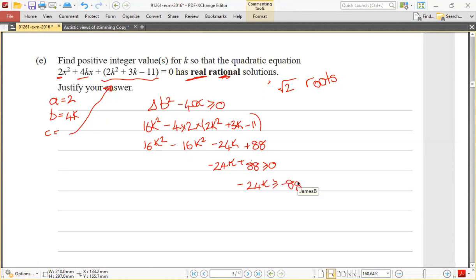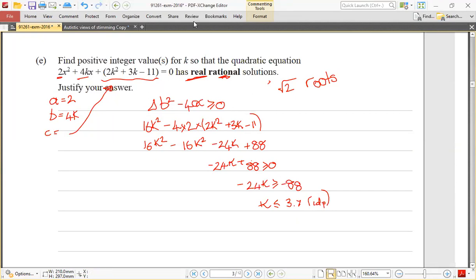Plus 88, and that has to be greater than or equal to 0. Right, we're trying to find out the value of K, so we end up with... right, now what do we do? Flip the sign and divide by 24. Yeah, so that means K has to be less than or equal to 3.7? Yeah.